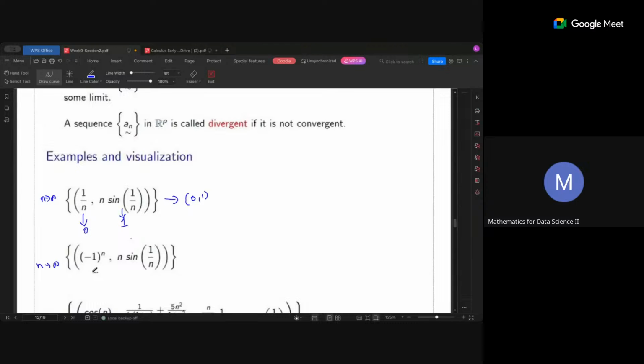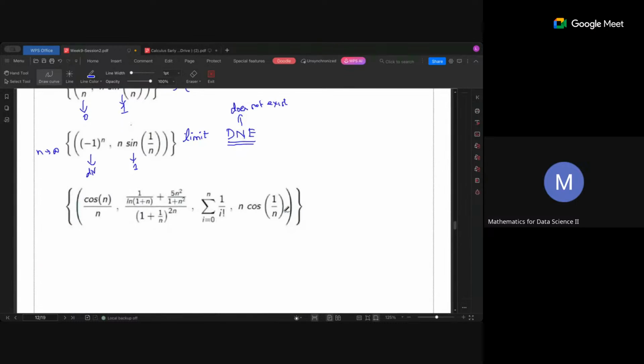What happens to this? This is oscillating. Divergent. And this is 1. So does the limit of the sequence exist? No. So the limit does not exist. You know the short form, right? Does not exist. Fine. What about this one? That is 1. Is this 1 or 0? 0. 0, right?